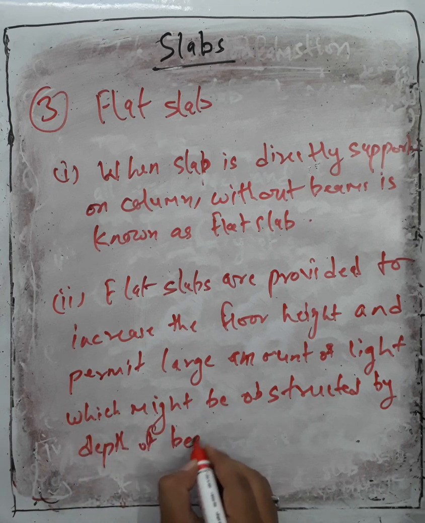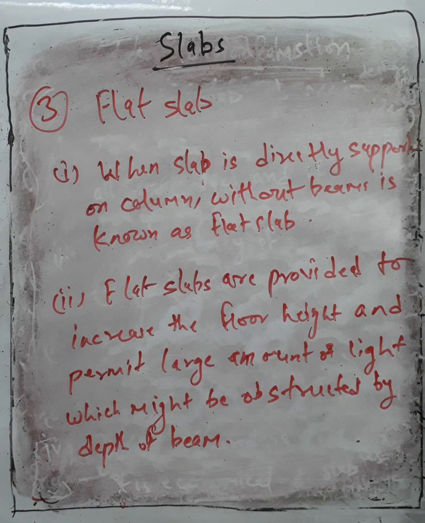Why do we require a flat slab? When we need a large amount of light, because when you see in our hall, if we provide a beam and one tube light there, that beam restricts the light to the other part. If the beam is not there, then light is reflected all over the hall. So this is the reason why we need a flat slab.